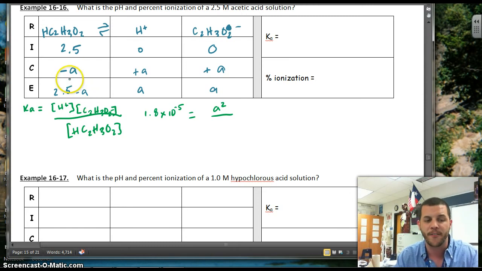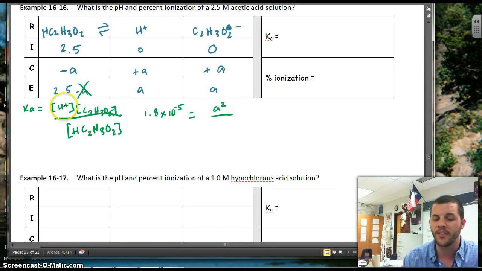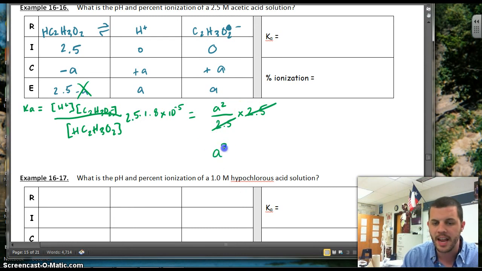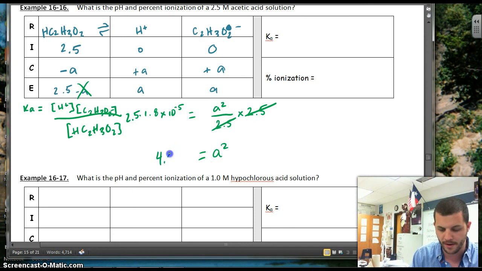So for 2.5 minus A, we're going to say that A is negligible. We're going to get rid of it. 2.5 minus a really, really small number is still 2.5. So I'm going to do 1.8 times 10 to the negative fifth equals A squared over 2.5. Now I can multiply both sides by 2.5. Cancel, cancel. And so I get that A squared equals 2.5 times 1.8 times 10 to the negative 5, and I get that this is 4.5 times 10 to the negative fifth.